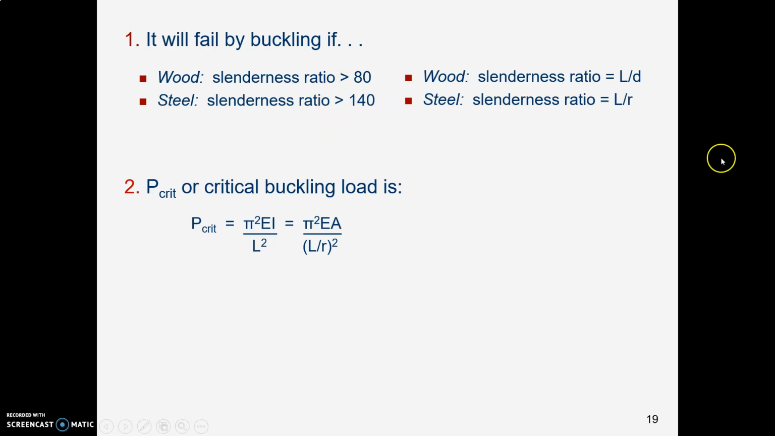So once you find out, yes, it's slender enough that it could fail by buckling, then step 2 is to go on to the critical buckling load and find out how big a load will cause that buckling. And you have two different versions of the formula. You may pick whichever one you prefer, it really doesn't matter, to figure out how big the load is that will cause this slender column to buckle. Now in the next set of slides we'll practice with this.